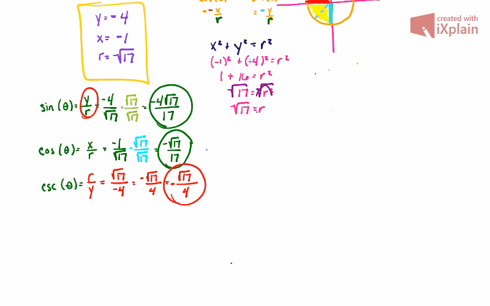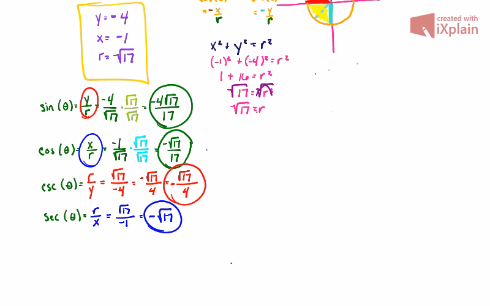Let's go ahead and do secant next. So secant of theta, if you recall, is just the reciprocal of cosine. So that means that I just need to take the reciprocal of x over r, which is r over x. So r is root 17 all over negative 1, which will just simplify down to a negative root 17.